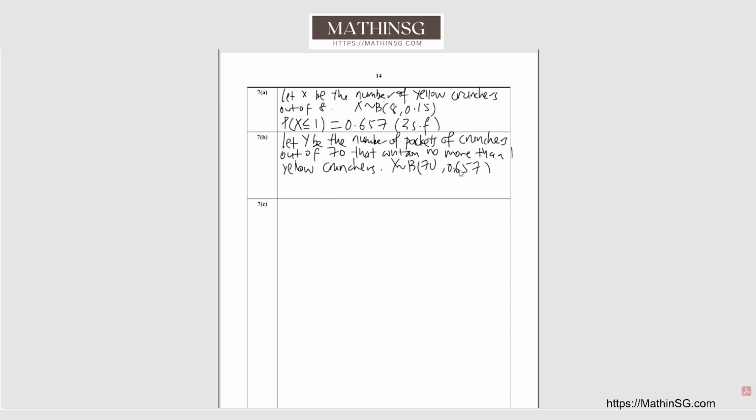Now we are interested in P(Y ≥ 50). Remember, your calculator is unable to do more than or equal to. It can only do less than or equal to for binomial distribution. So you'll need to change it to 1 minus P(Y ≤ 49). Then type it into your GC. You will get a probability of 0.190 when rounded off to 3 significant figures.